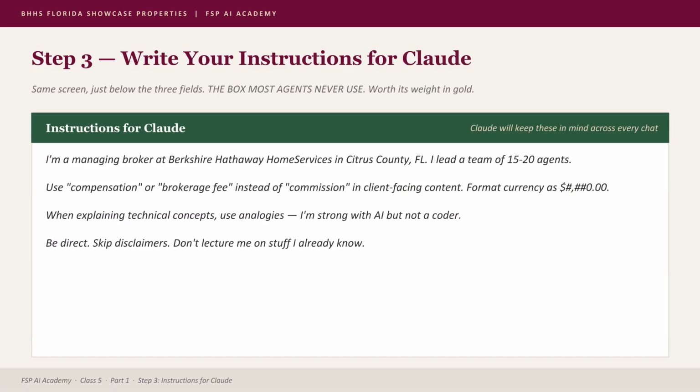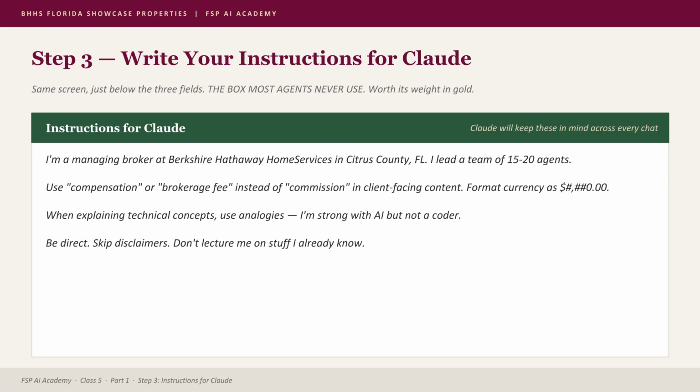This is the box almost nobody on this team uses, and it's the biggest unlock on this whole screen. Same Settings panel. Same General tab. Just scroll down past those 3 profile fields. You'll see a section called Instructions for Claude with a big text box underneath it. This is where you write everything you want Claude to remember about you and how you want it to behave. Forever. In every single chat.